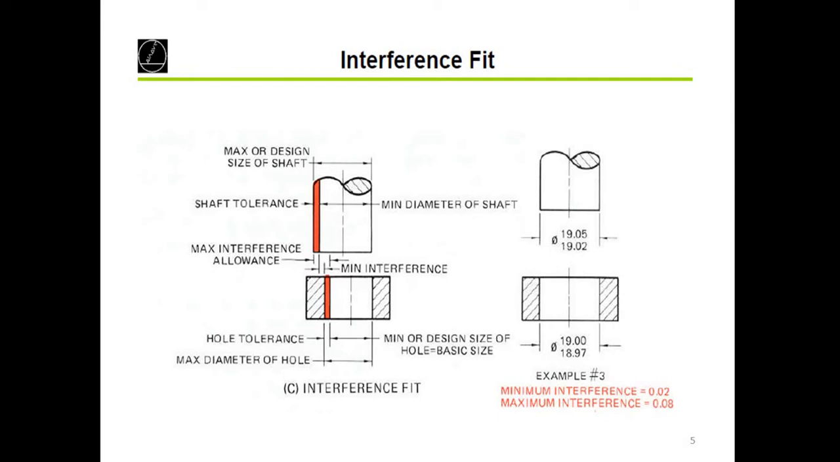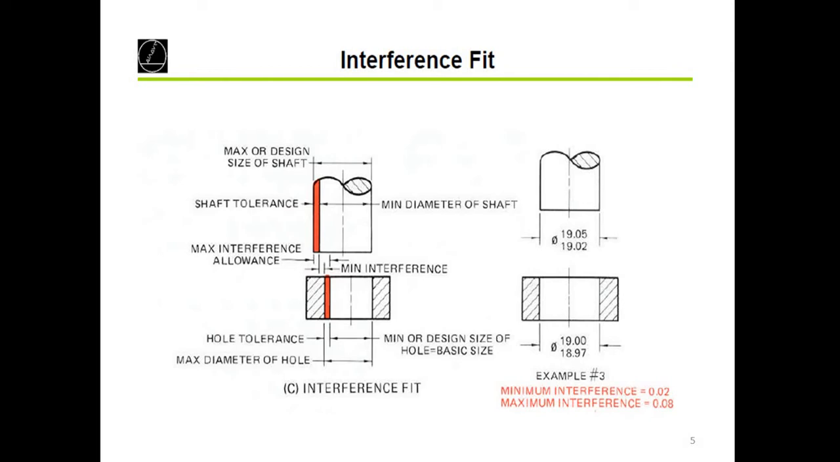Now consider the shaft diameter. The diameter is 19 and the tolerance is given as plus 0.02 to plus 0.05. I will repeat: the shaft diameter is 19, having tolerance plus 0.02 to plus 0.05. The upper limit comes to 19.05 and the lower limit comes to 19.02.